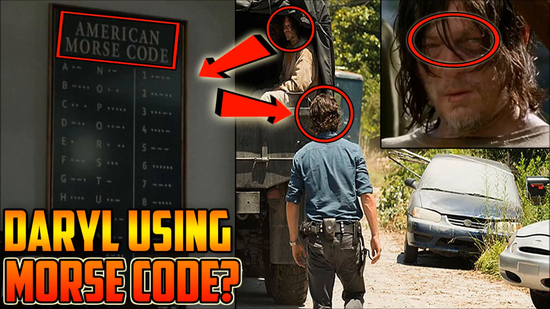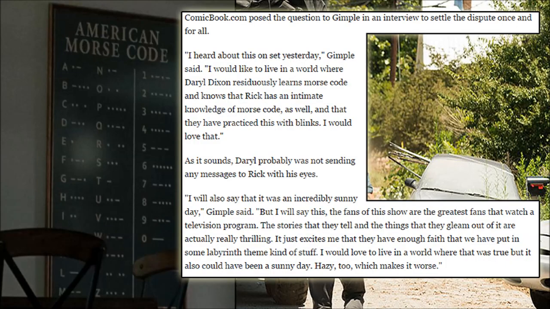From an article on comicbook.com, Scott M. Gimple says, "I heard about this on set yesterday. I would like to live in a world where Daryl Dixon assiduously learns Morse code and knows that Rick has an intimate knowledge of Morse code as well, and that they have practiced this with blinks. I would love that. I will also say that it was an incredibly sunny day," Gimple said.